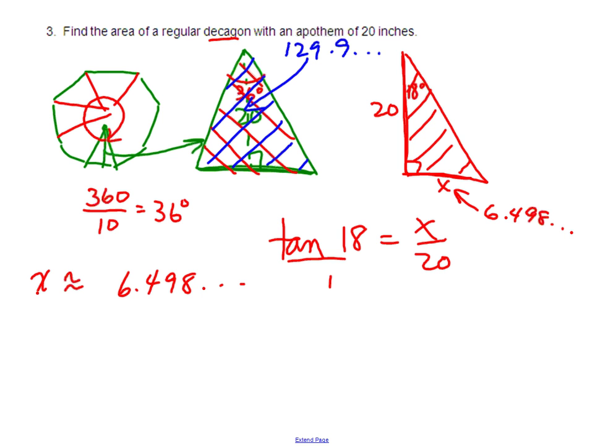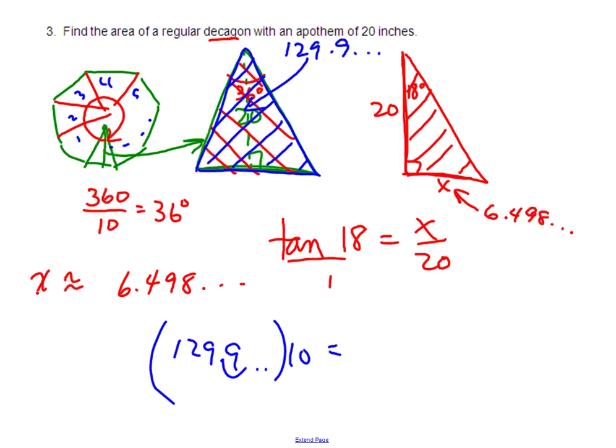Looking back at the original problem, we have 10 of those. 1, 2, 3, 4, 5, 6, all the way around. 10 of those triangles inside the original shape. So just take that 129.9 times 10, which basically just means move the decimal to the right a spot, and you get 1299.7 square inches, rounded to the nearest tenth.